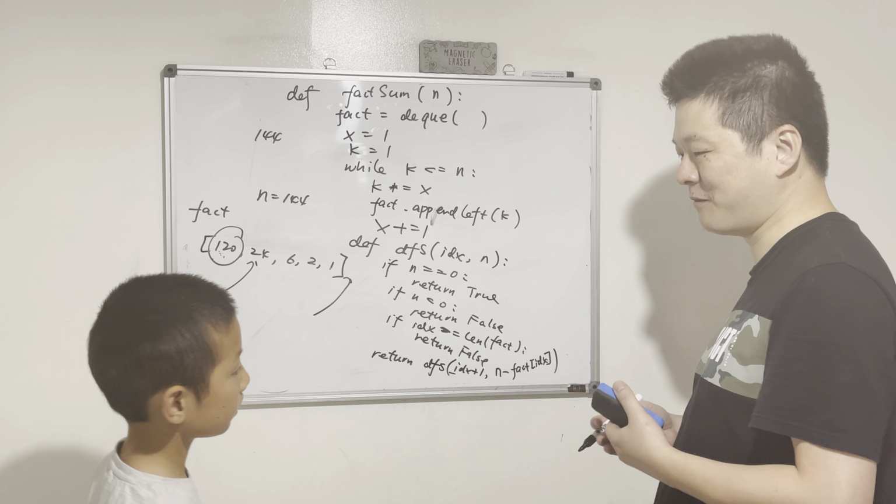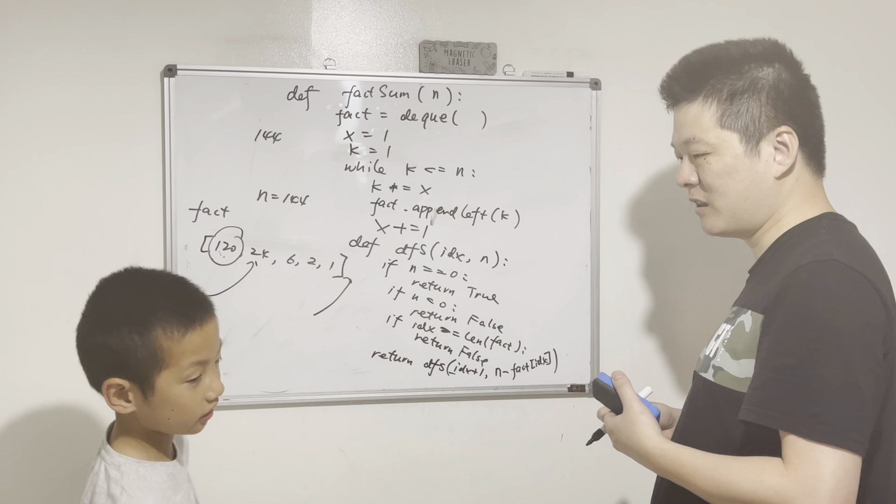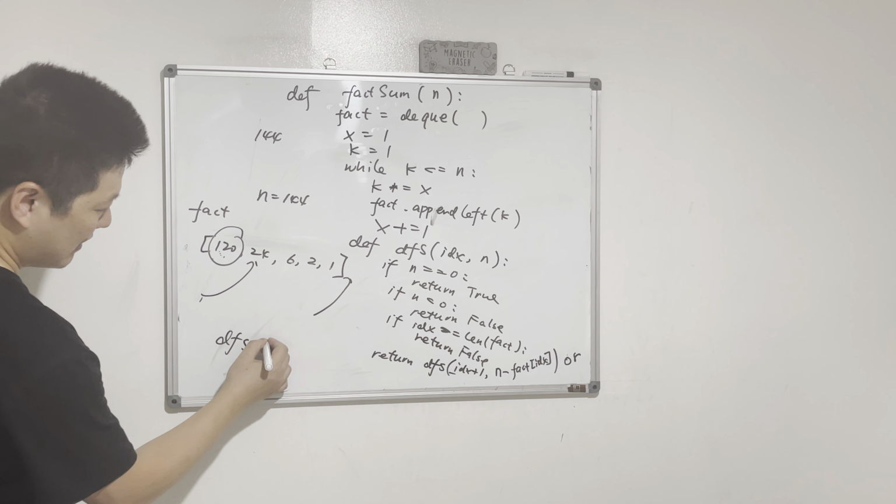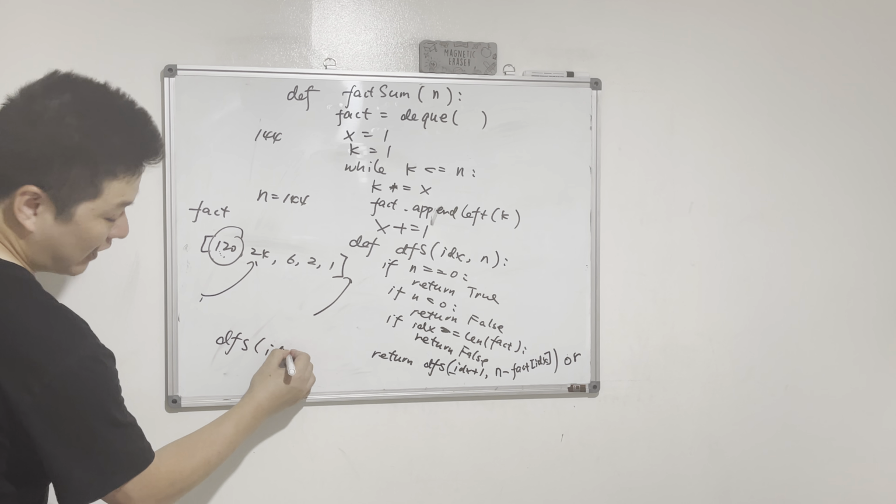What's your opinion about this? I think you're doing something like or. Yes, because you can pick or not pick, right? So it's or, depth search, index plus 1, and then not pick.